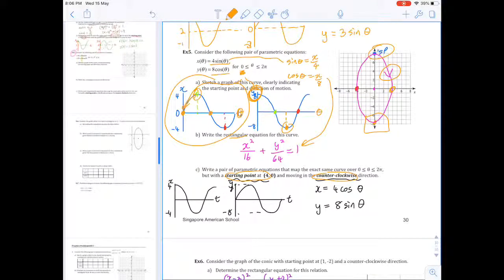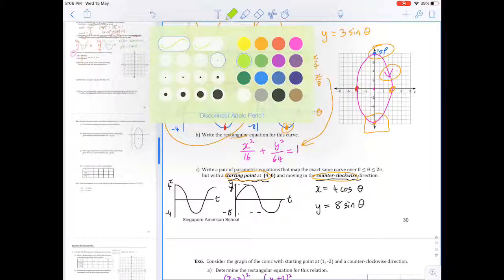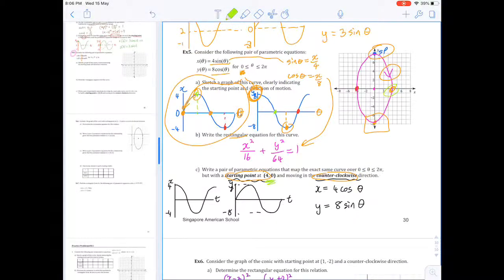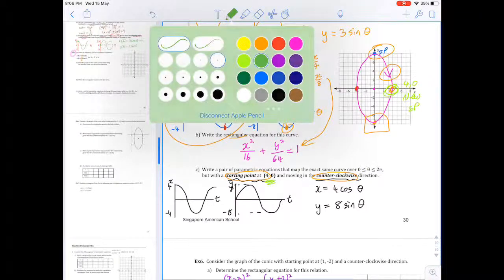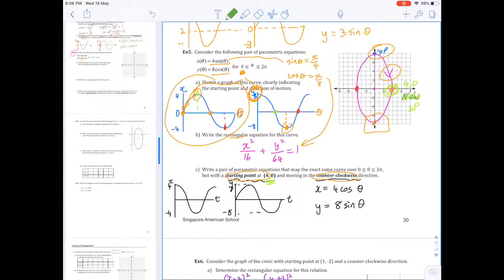Last but not least, in this particular question, we're trying to change the starting point and the direction to counterclockwise. The conceptual idea is exactly the same as we did with the circle, so we use the trig graphs and modify them so that we now want the starting point to be at 4, 0. So 4, 0 is going to be our new starting point.